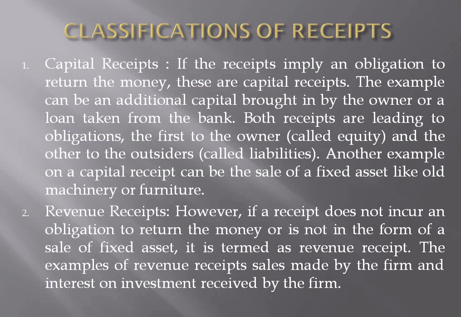There are two types of receipt. We have the first one, a capital receipt. That is, if the receipt implies an obligation to return the money, these are capital receipts. The examples are capital or additional capital, and loan taken from the bank. So both receipts are leading to obligations which you have to return. And another example of capital receipt is the sale of fixed assets like old machine or furniture.